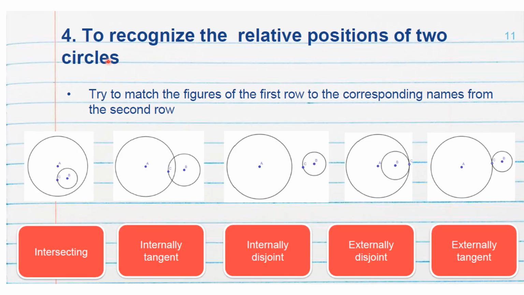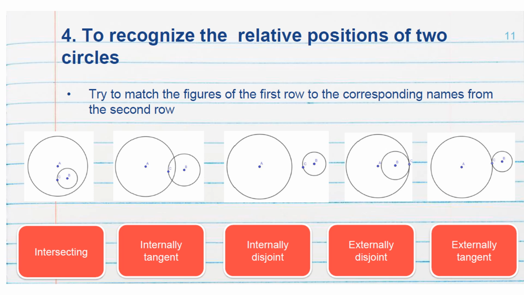After checking the application, we notice that we have 5 different relative positions between two circles. So let's try to match these figures of the first row to the corresponding names from the second row. These circles could be intersecting, which means secant circles, internally tangent, or internally disjoint, or externally disjoint, or externally tangent. Please pause your video and try to solve this application.